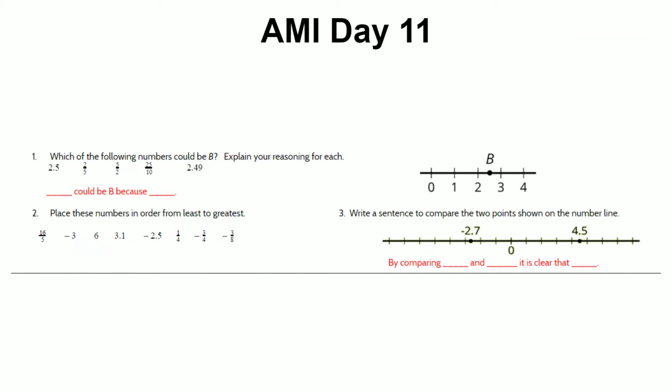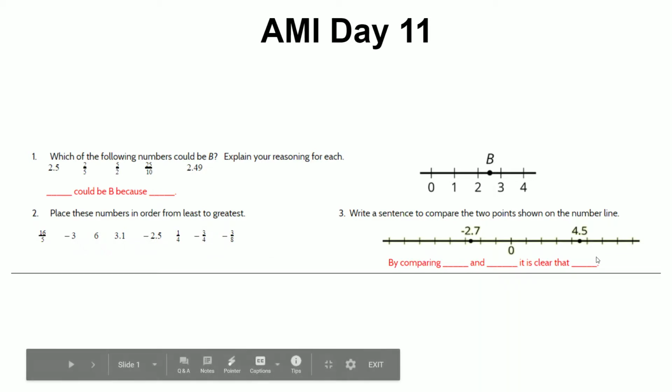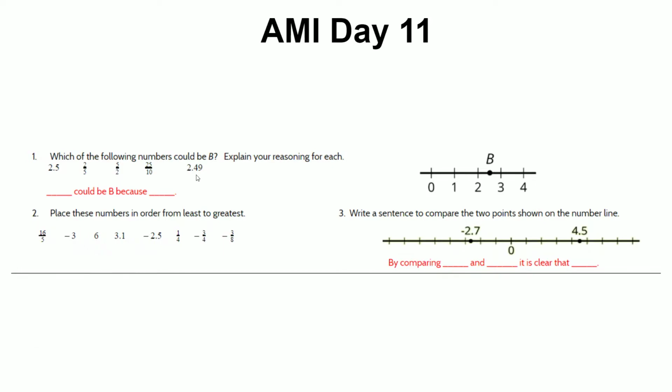I want to go over your 11th day of your AMI packet for your math. So here are the problems for the 11th day. On the first one, it wants you to look at this number line right over here, and it wants you to determine which one of these numbers could be represented by the letter B here. Notice it's between 2 and 3.